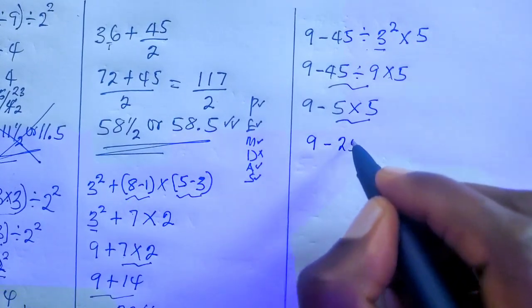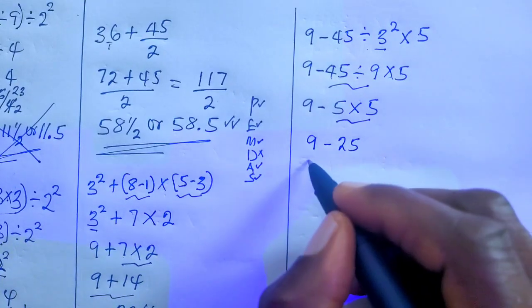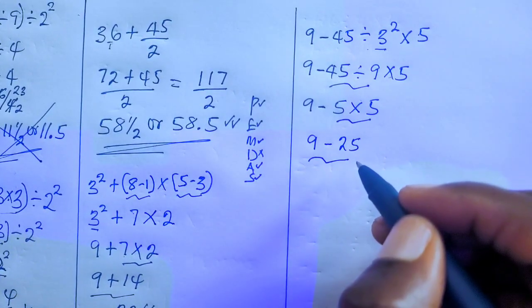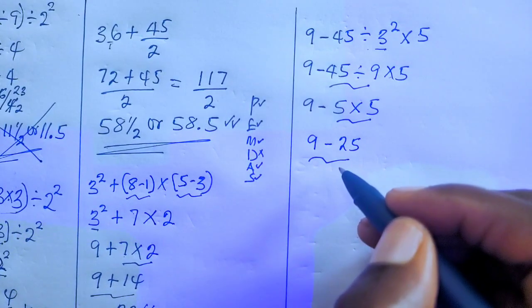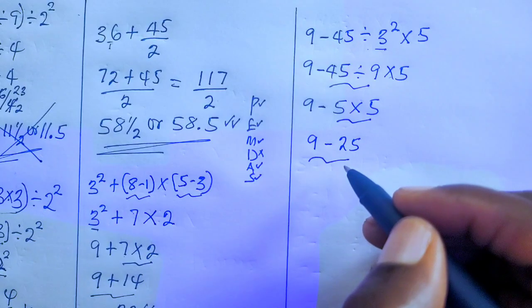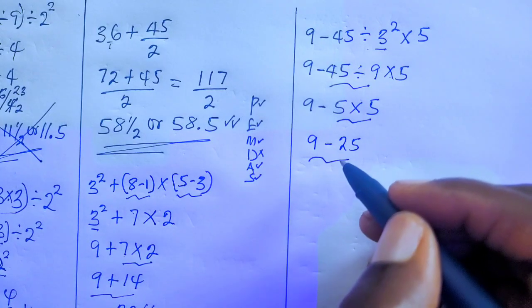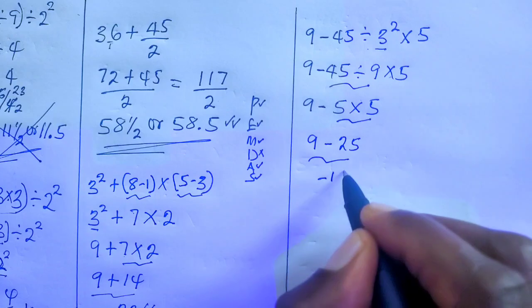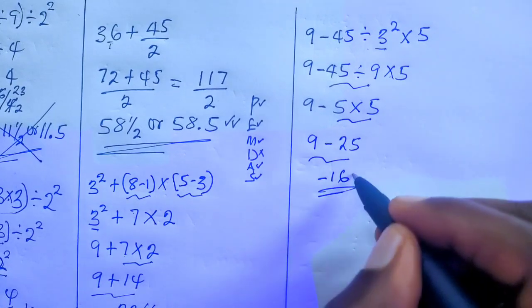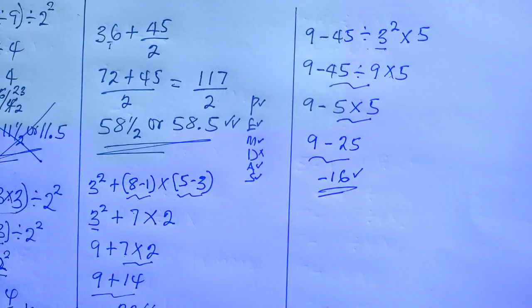that gives us 25. And lastly, we are going to consider subtraction. Then we have 9 minus 25, that will give us minus 16. And this is the correct answer to this given expression right here. Now, let us consider the last example.